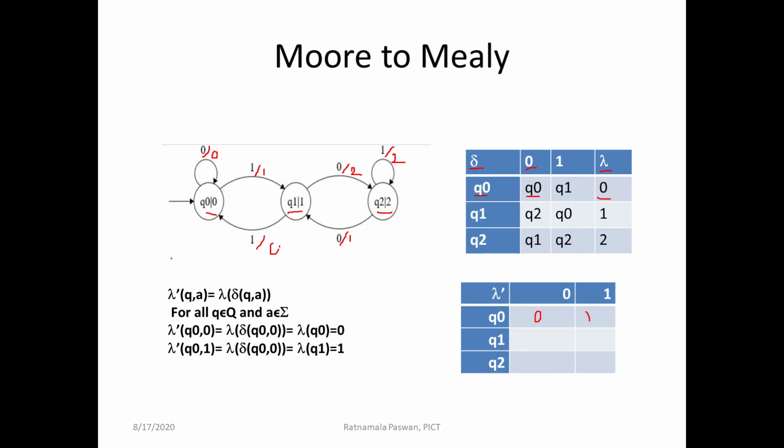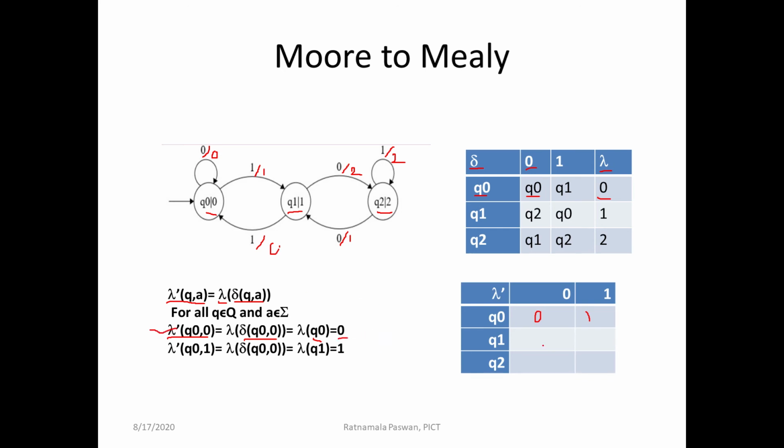Now if we formulate this mathematically, lambda dash for a given transition (Q, A) is calculated as follows: find the next state on (Q, A), which is given by delta, and the output symbol associated with this next state is the output associated with this transition. So the transition output on (Q0, 0) is written like this. It gives the next state Q0 and output 0. So for this transition, output is 0.